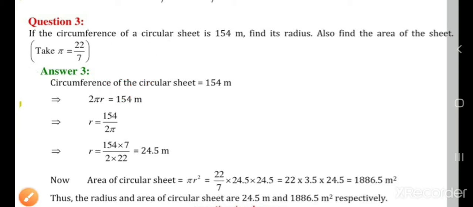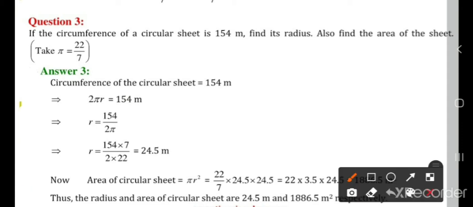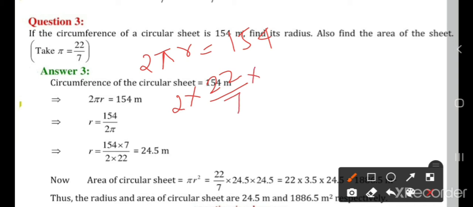Now let us start the solution part. Circumference of the circular sheet is given as 154 meter. You know the formula is 2 pi r. So, 2 pi r equals 154. Now we will substitute, children. 2 into pi value 22/7 into r, which we don't know, is equal to 154.